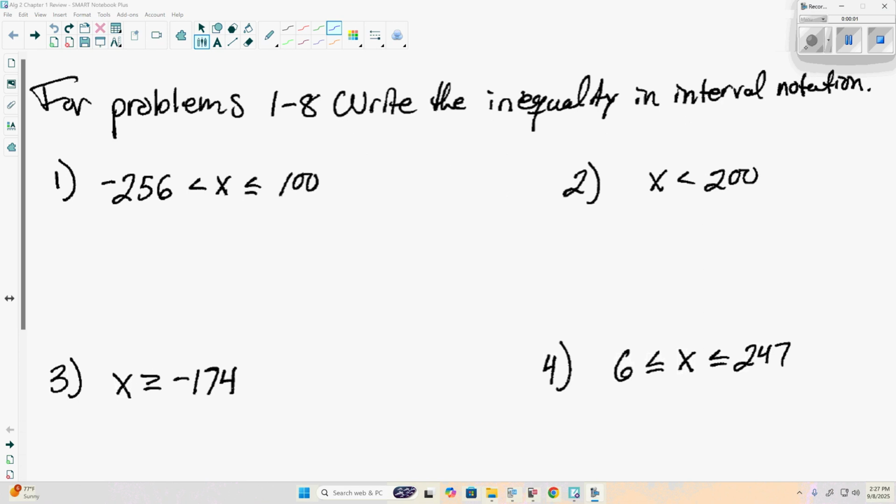Problems 1 through 8 first. 1 through 8. We want to rewrite each inequality. Write the inequality in interval notation. Interval notation is our notation that uses parentheses or brackets.